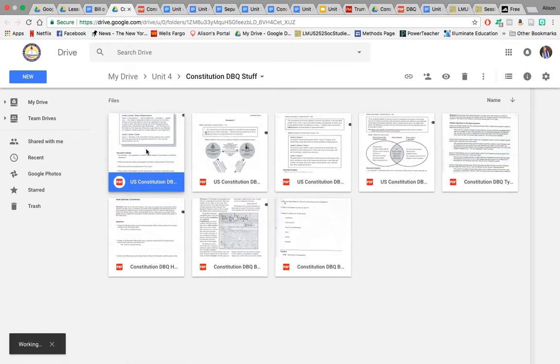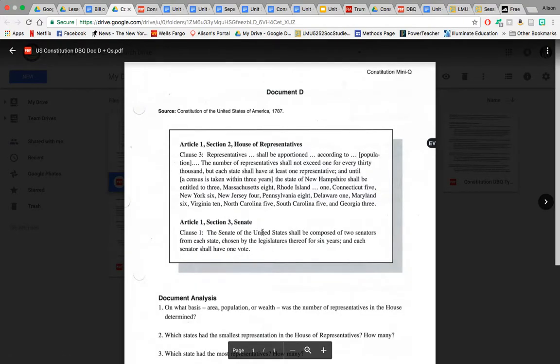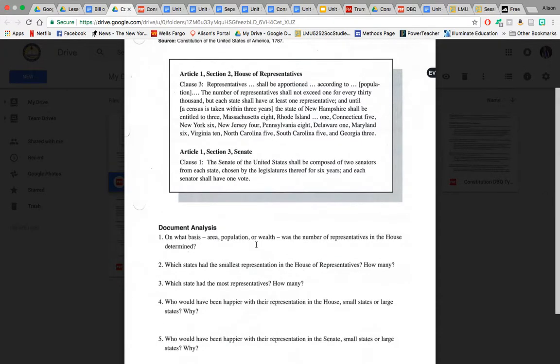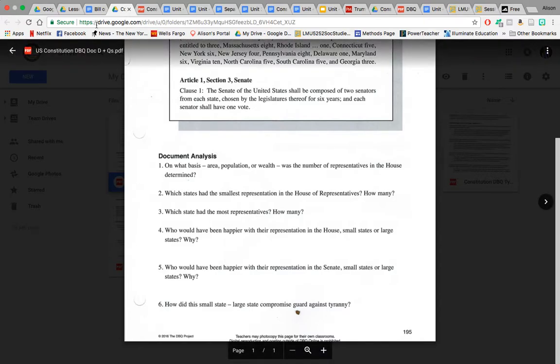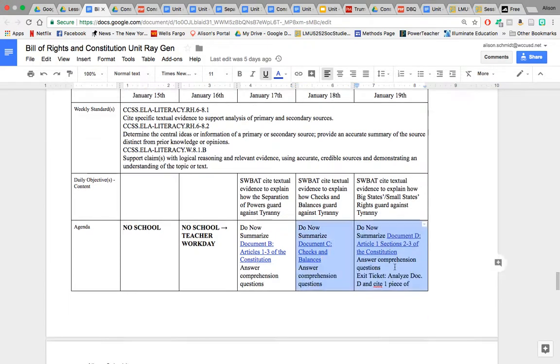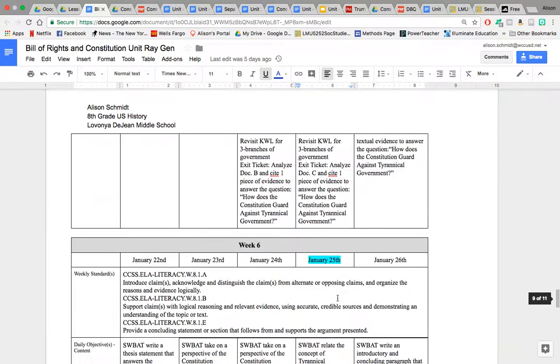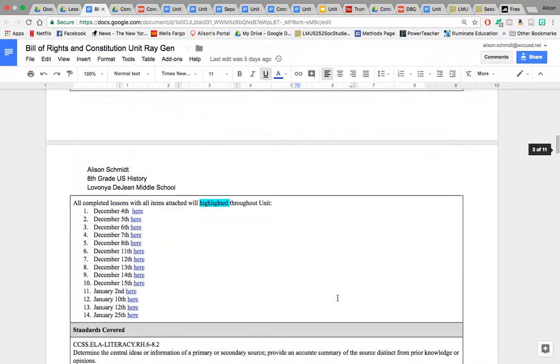This is document D. This is one of the documents, and first the kids will have to go through and summarize these 2 articles from the Constitution, and then they'll go through and answer these questions. It'll likely be done in a think, pair, share way, so that the kids are able to communicate with their partners as well as think independently. And that'll be the same for all of the other documents that we'll be using in the DBQ, which is the most intensive writing section of the unit.